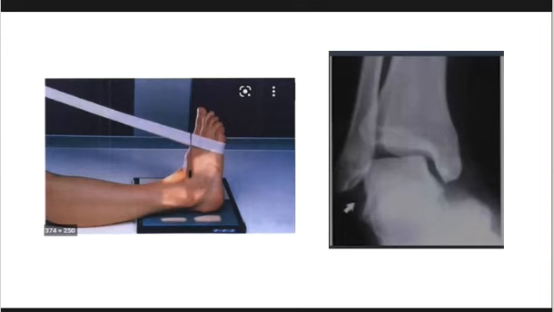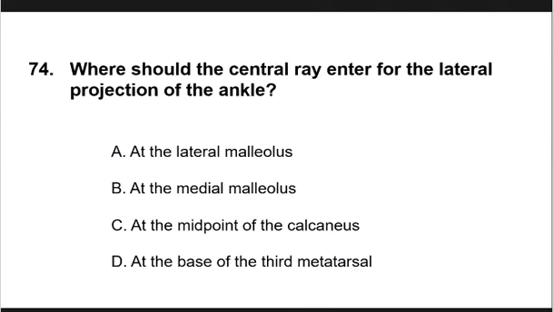Yan, so kung makikita dito sa right image, yan ang tinitingnan natin. So dyan ang nagkakaroon ng rupture ng ligament. No, it is between or in the side or below the end of the fibula. No, that is the end of the fibula, and that is the side portion of the talus or the astragalus. And okay, next question. Where should the central ray enter for the lateral projection of the ankle?